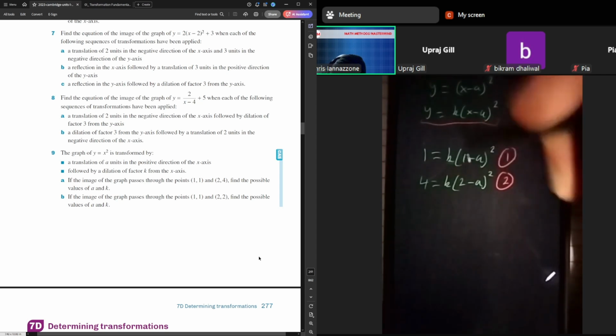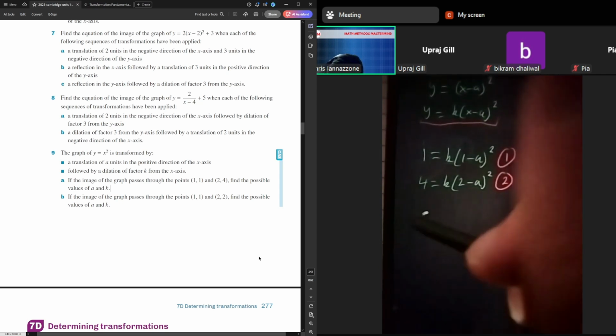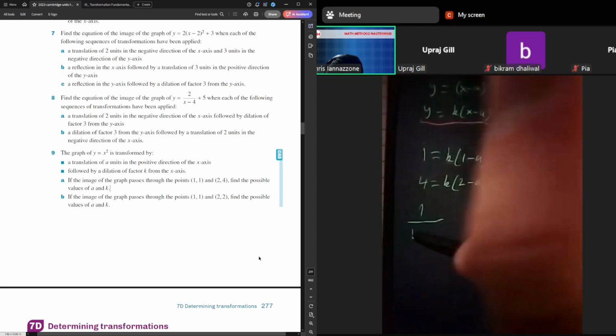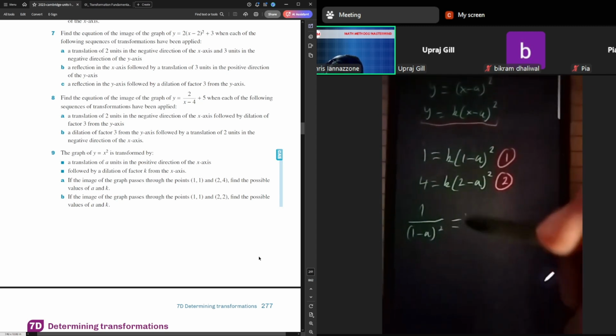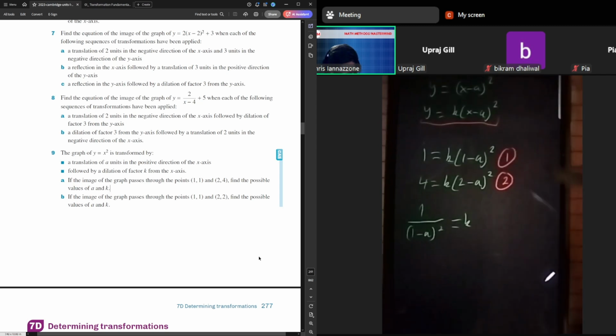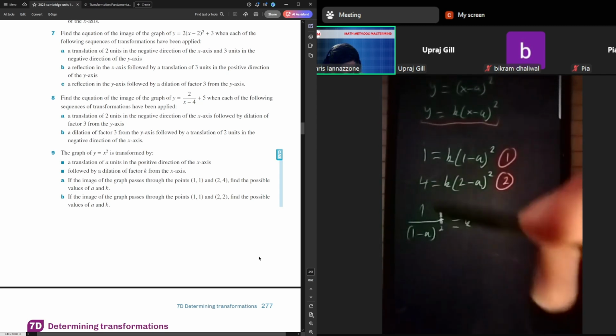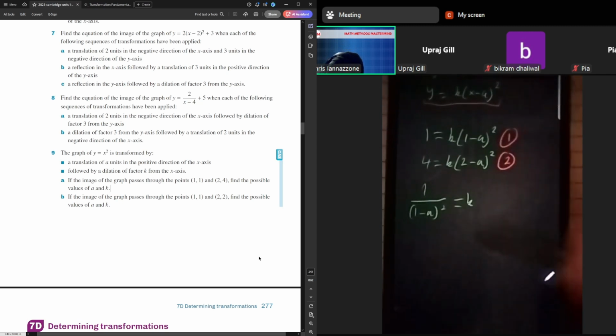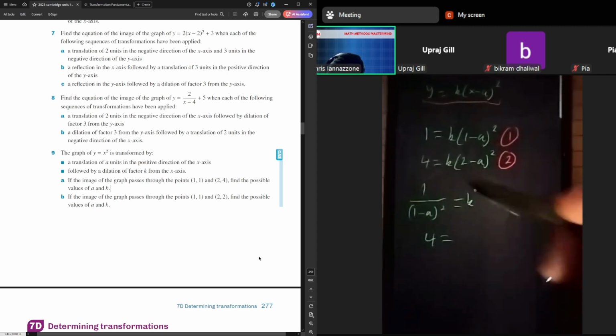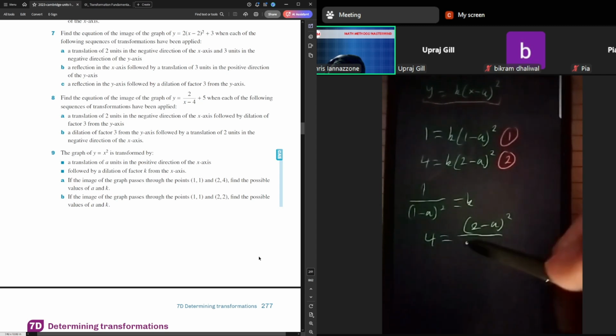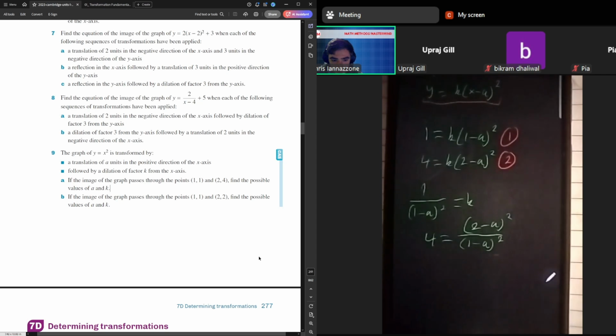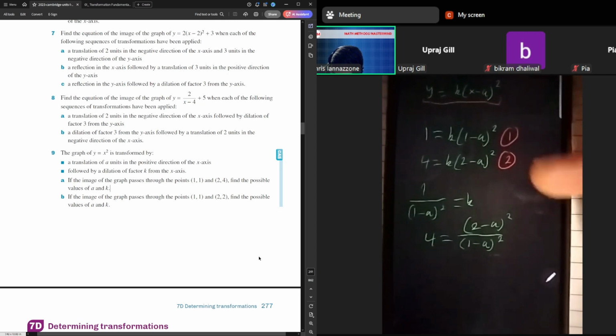So just to do proof of concept there, if I rearrange equation 1, it would be 1 over 1 minus a all squared equals k. So dividing by that, and then replacing every k with this in equation 2. 4 equals k, which is now, well, we can just do this, and then because it's a fraction, put this over on the bottom. And now we've got it in a situation where there's only one variable. So that's one way of doing it.